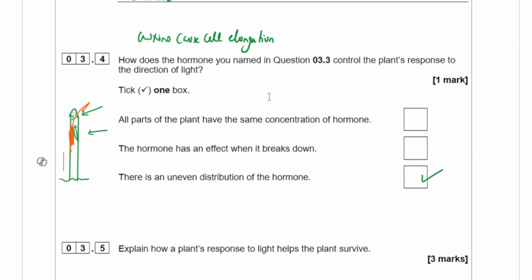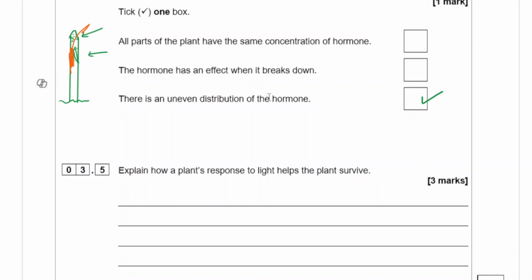Which is the next question. Explain how a plant's response to light helps the plants survive. So they're not actually asking for how the auxins work. How does it actually help it to survive?